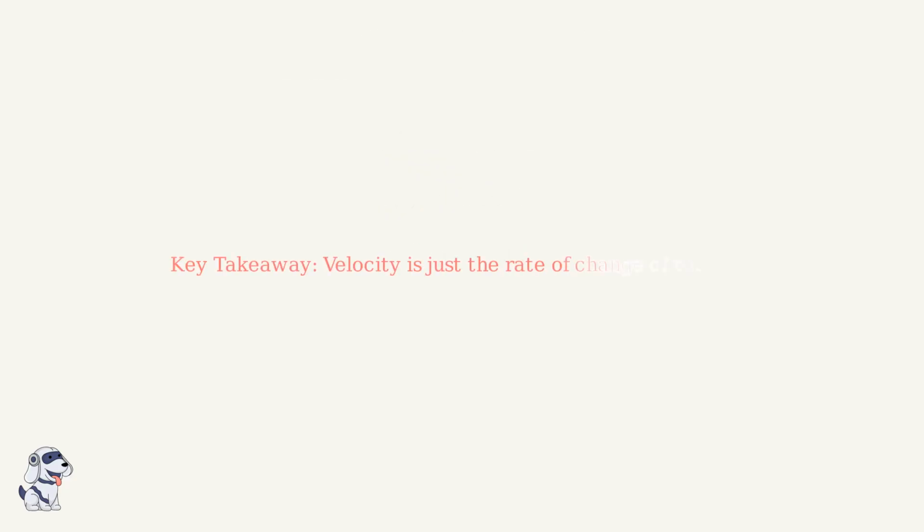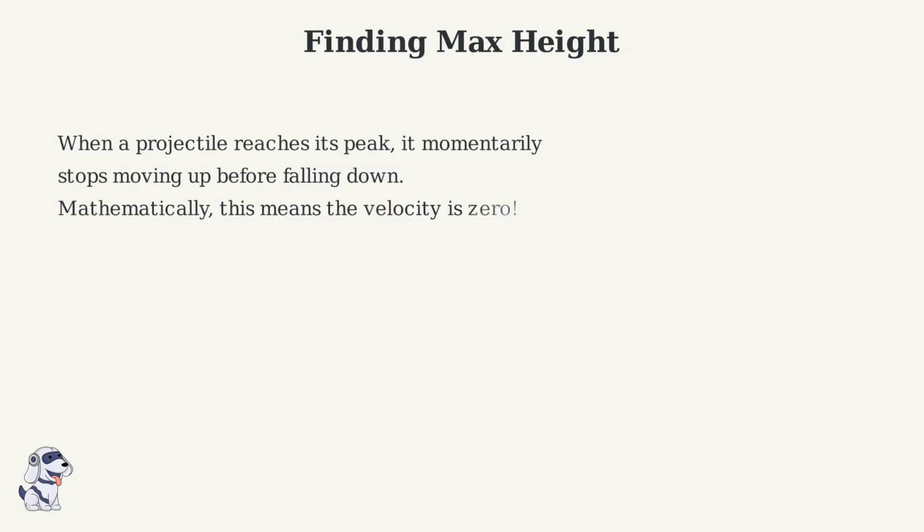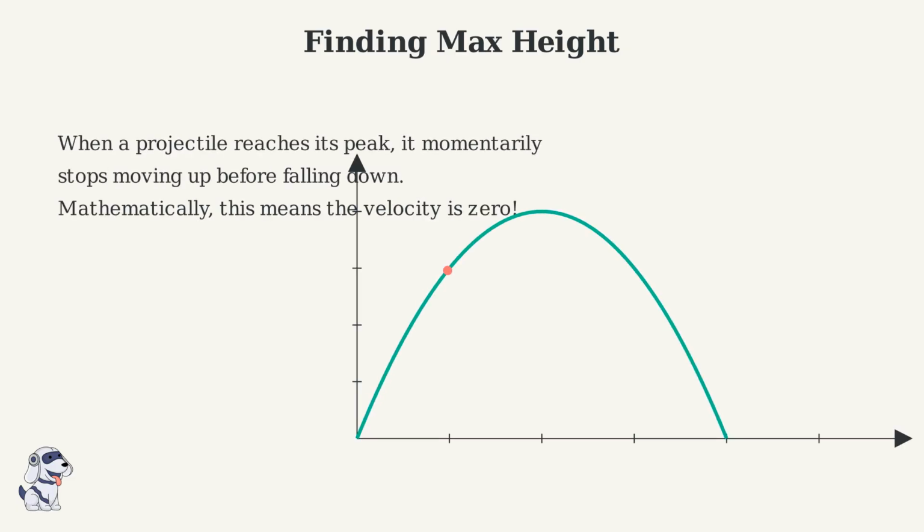Remember, velocity is simply the rate of change of position. Once you have the derivative, you can find the velocity at any moment in the potato's flight. To find the maximum height, we just need to find when the potato stops moving upward. Since velocity is the rate of change of position, we set the velocity to 0, solve for time, and plug that time into our position function.